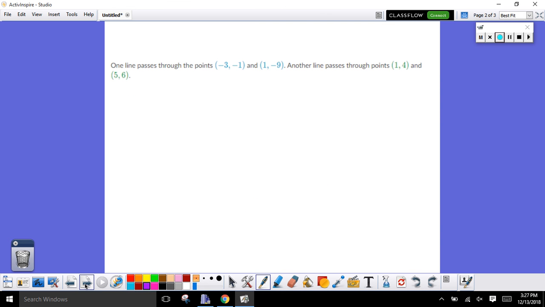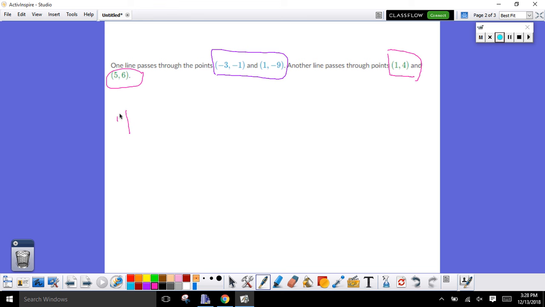So this one says one line passes through the points negative 3, negative 1, and 1, negative 9. Another line passes through points 1, 4, and 5, 6. So we want to know if the lines are parallel, perpendicular, or neither. So what I'm going to do is what I showed you right now in stats. I'm going to put the first 2 points, get the equation, and then put the other 2 points and get the second equation and then compare it.